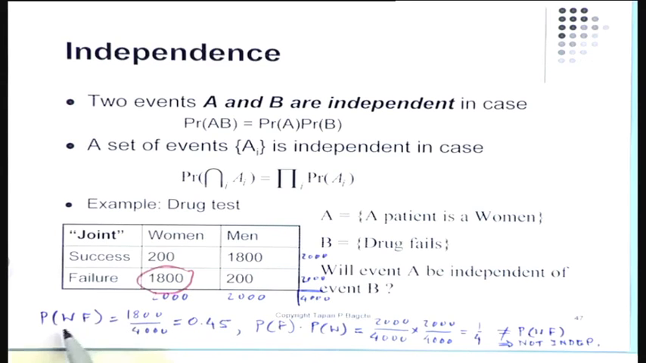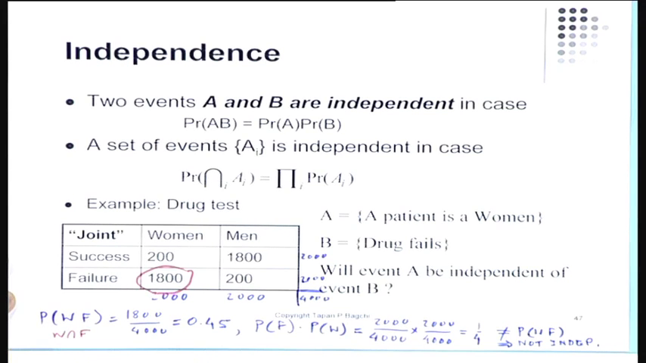That is the probability that I had women tested and the drug failed. That is this probability. This is women and failure. That is this probability here.